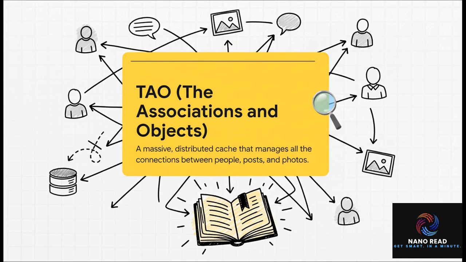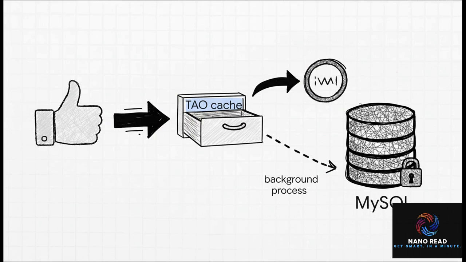So instead, the system talks to something called Tao. Tao is this amazing, custom-built, hyper-fast caching layer. It's basically the social graph's head librarian. It knows exactly where every single piece of information is, and it can grab it or update it in a flash. And this is so key to understanding the whole system's philosophy.